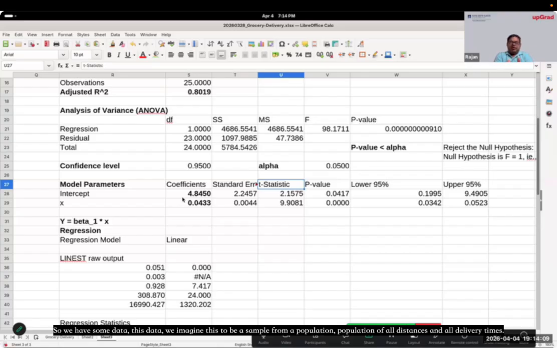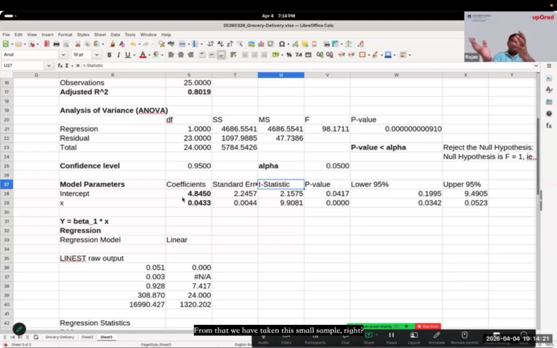So we have some data. This data, we imagine to be a sample from a population, the population of all distances and all delivery times. From that, we have taken this small sample, right?